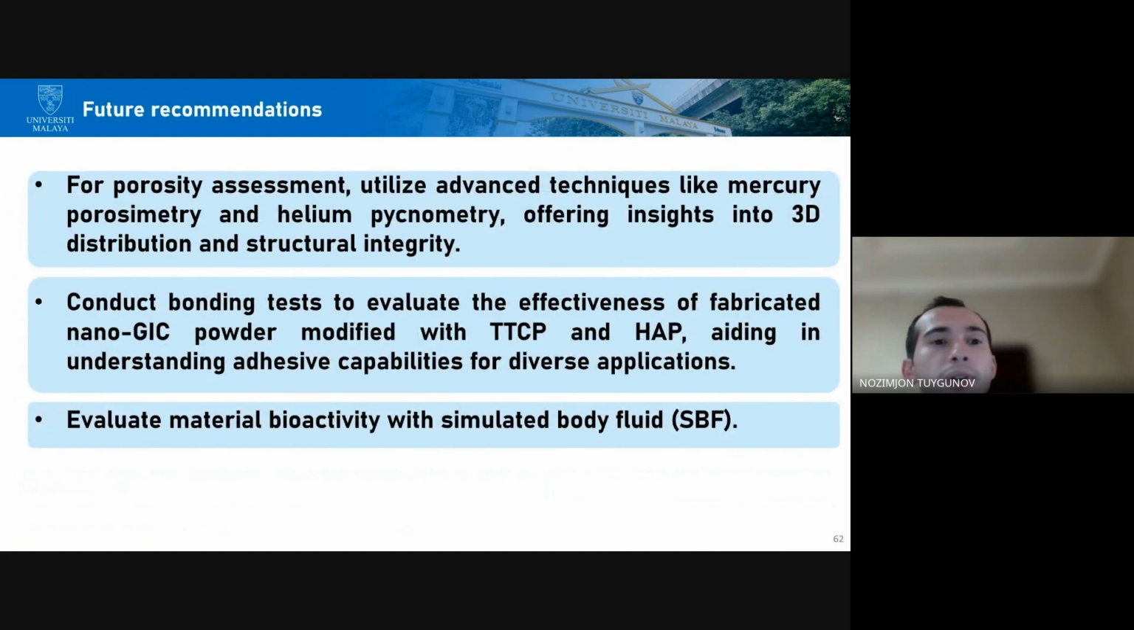Well, for future recommendations, for porosity assessment it is recommended to utilize advanced techniques like mercury porosimetry and helium pycnometry, offering insights into 3D distribution and structural integrity. Conduct bonding tests to evaluate the effectiveness of fabricated nano-GIC powder modified with TTCP and HAP, aiding in understanding adhesive capability for diverse applications. And of course, it is recommended to evaluate the material's bioactivity with SBF.